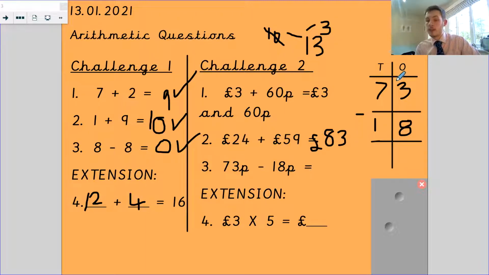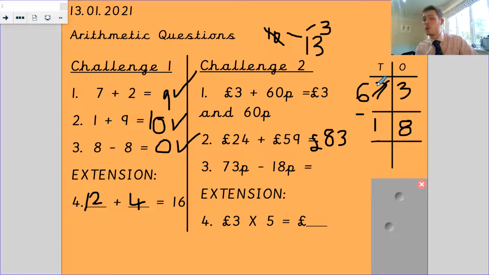So we're going to need to get more than my 3. The only way that I can borrow a number is if I knock next door to the neighbour. I say, excuse me, can I please borrow a 10? I promise I'll pay you back. And they go, okay. So I'm going to borrow their 10. Now, I'm going to cross that out, and that 7 is going to be 10 less. But because it's in the tens, it's only 1 ten less. So my 7 becomes a 6.